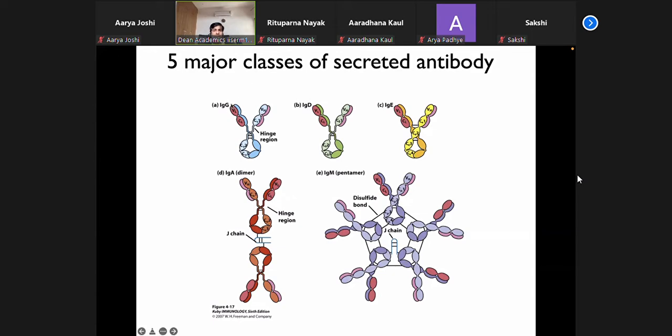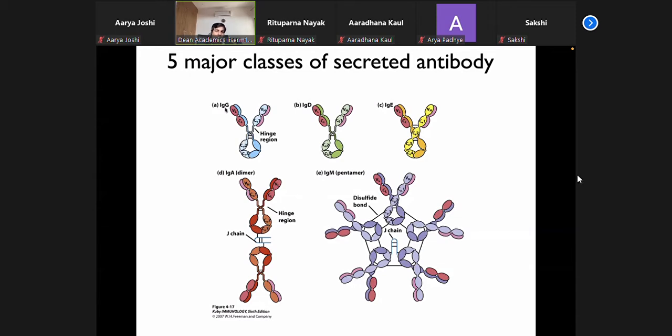You have IgG, which actually is the predominant antibody isotype that you find in blood, right? The structure we already have talked about. So two light chains, two heavy chains. You have the hinge region, right? And the heavy chain that you have also has these different domains, similar to that you have in light chain. We already have talked about all those things, right?